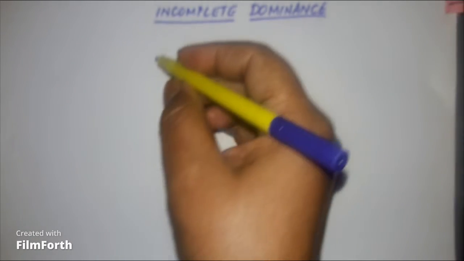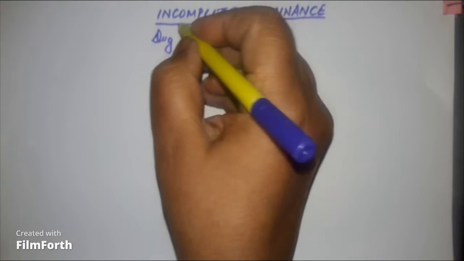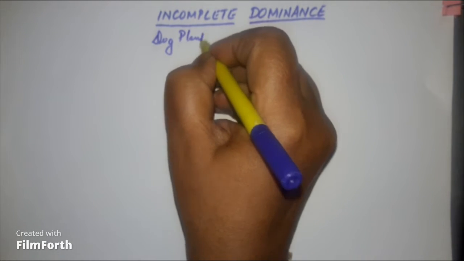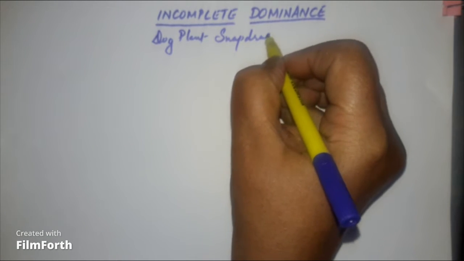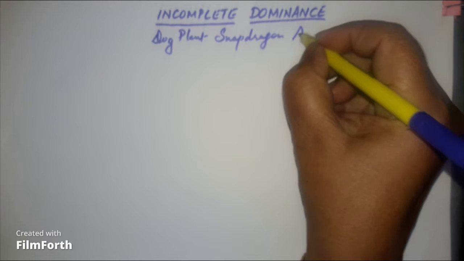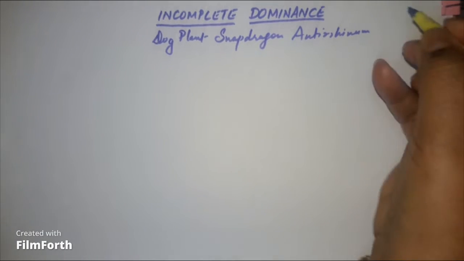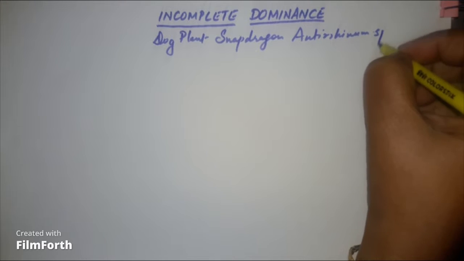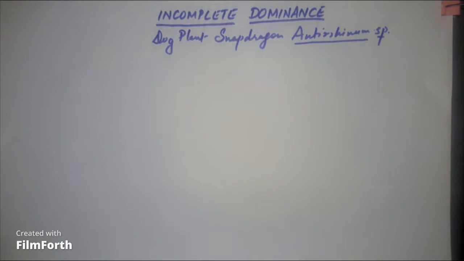In this video, we will study incomplete dominance. In a plant called dog plant, snapdragon, whose scientific name is Antirrhinum majus, a species. A major species is there, so many species.